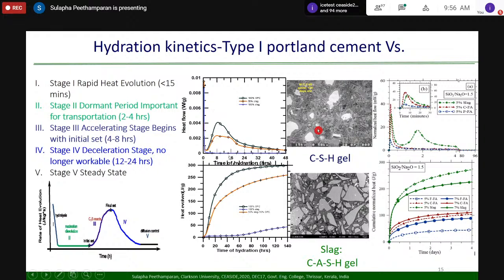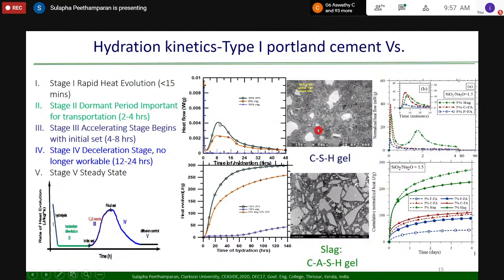Here I am showing a similar curve. The black curve shows the heat evolved from 100% cement hydration, instantaneous heat against time; the x-axis is time, the y-axis is heat. If you replace part of the cement with a supplementary cementitious material such as slag, you get only half of that heat, because you are replacing the cement. But if you use 100% slag with water, it doesn't react. There is no heat; it is flat.